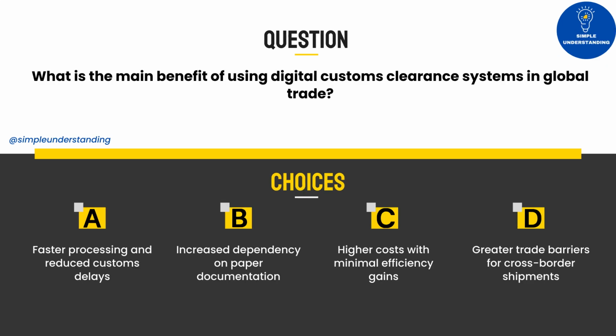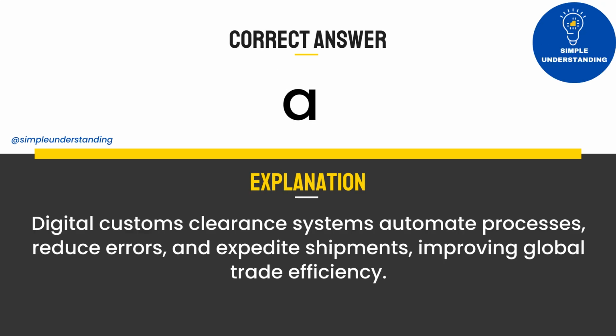10. What is the main benefit of using digital customs clearance systems in global trade? A. Faster processing and reduced customs delays. B. Increased dependency on paper documentation. C. Higher costs with minimal efficiency gains. D. Greater trade barriers for cross-border shipments. Correct answer: A. Faster processing and reduced customs delays. Explanation: digital customs clearance systems automate processes, reduce errors, and expedite shipments, improving global trade efficiency.